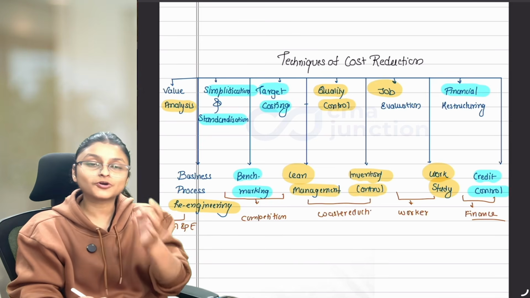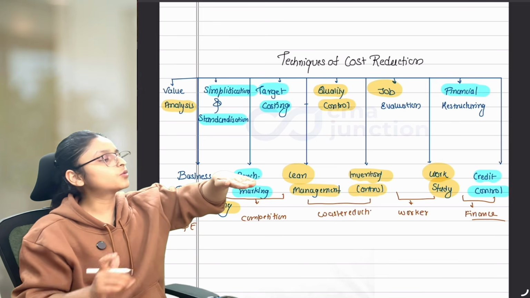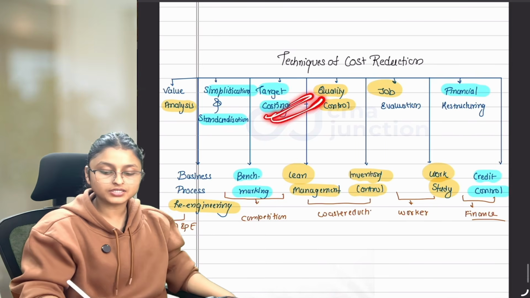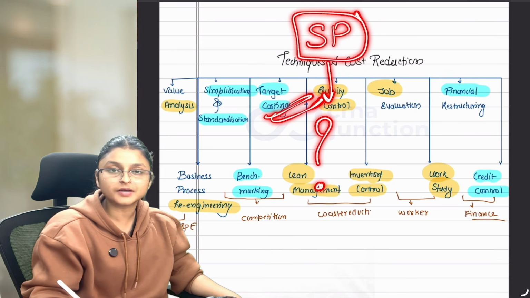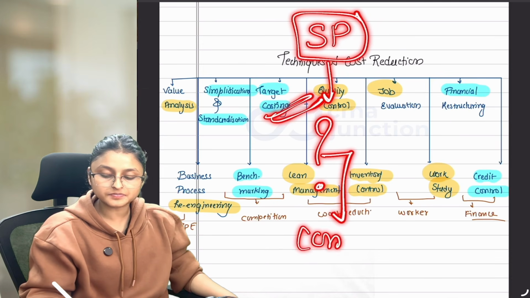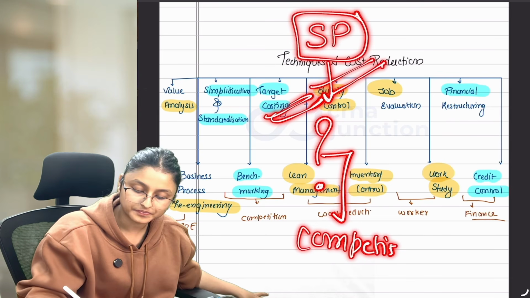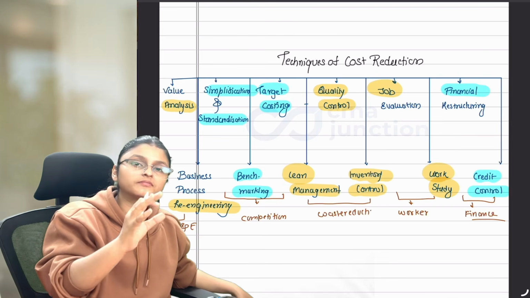Next, if you want competitive advantage, first benchmark the competitor itself. Try to achieve what the competitor is doing, and that is benchmarking. Next, target costing. In target costing, we first set the selling price. Now, how is this selling price coming? We'll see the competitor's price and we'll try to keep our selling price similar to theirs. So in all these three, we are focusing on the competitors.